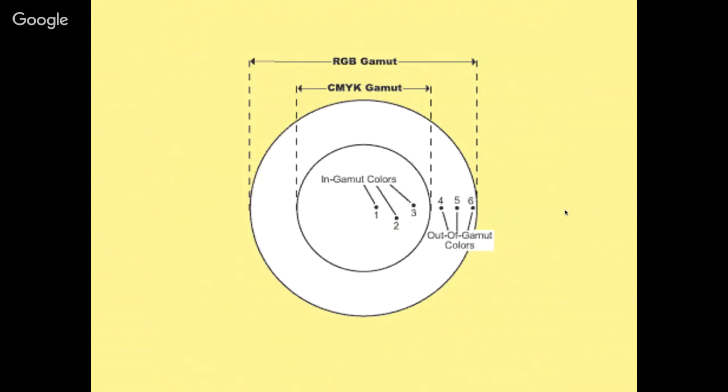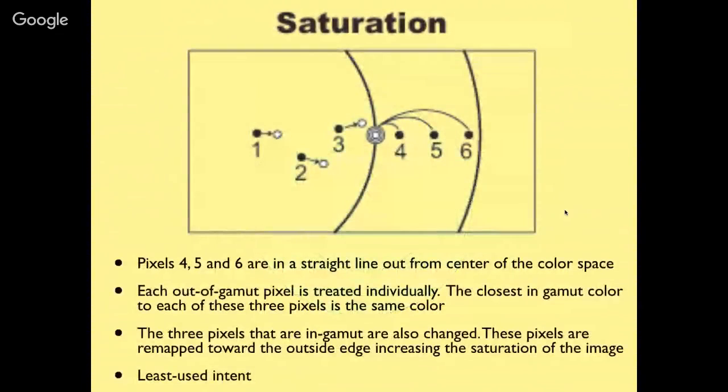Okay, as we start in here, the first rendering intent that you have is saturation. In saturation, 4, 5, and 6 are all brought right to the edge of CMYK and printed at the most intense saturation that CMYK can do. However, all the colors that are in gamut are also pushed more to the outside so that they are more saturated as well. So it messes up all the color. Why on earth would you ever have this?